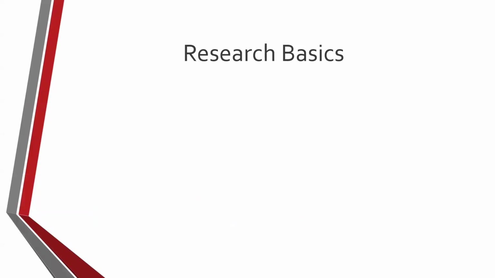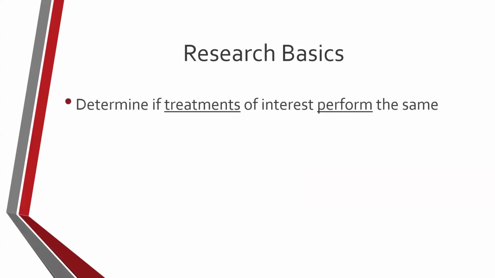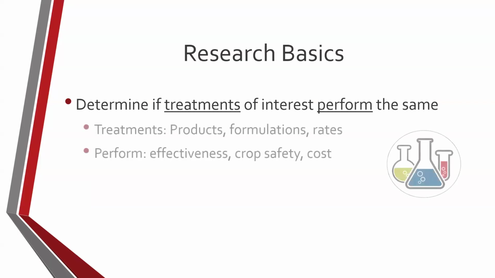All right, we'll just start at the very basics here. Of course, the goal of your research is simply to determine whether your treatments of interest perform differently. And so the choice of treatments, of course, depends on your experiment. They could be different products, different formulations, different rates of application. At any rate, we want to know if those treatments can be distinguished from one another, whether it's in their effectiveness, the safety to the crop, the cost, anything like that.